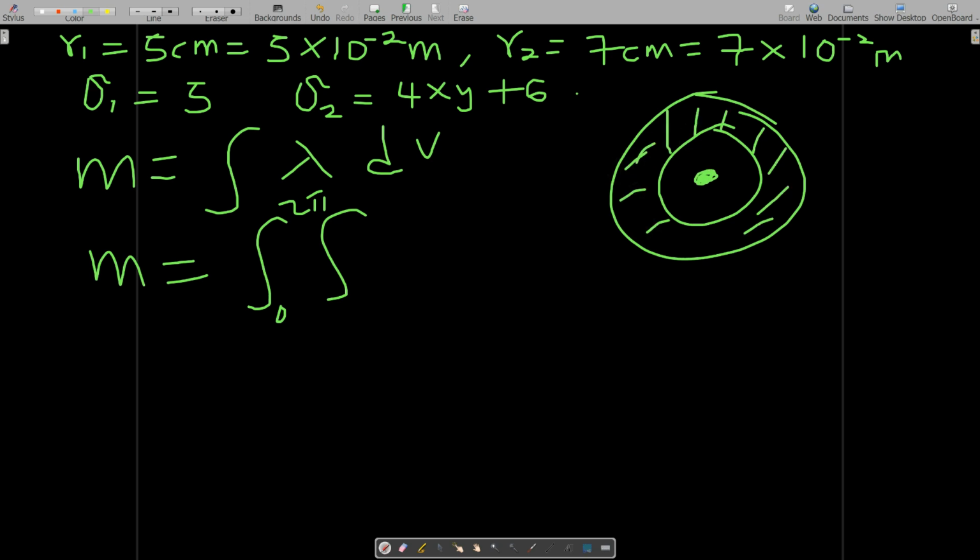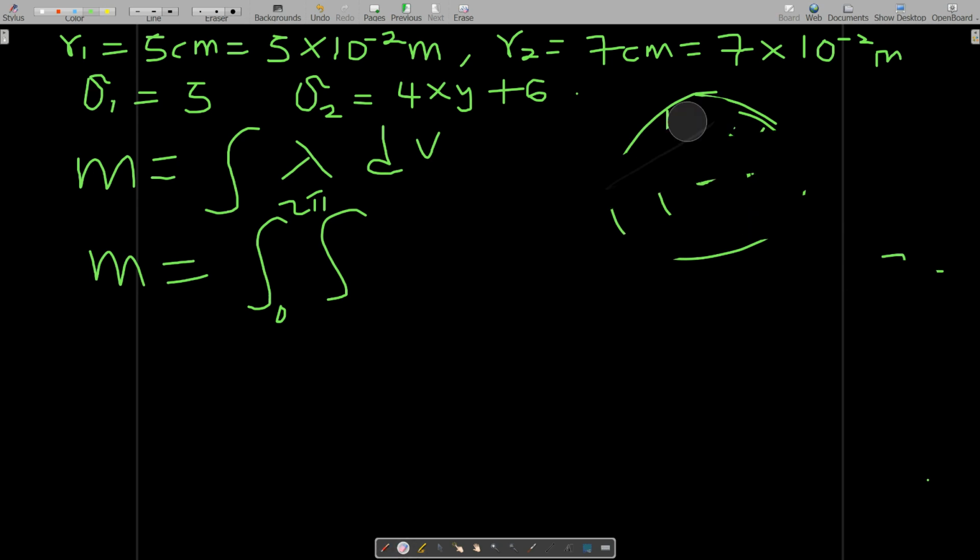So I have to find the distance from here to here. I can't just subtract and say it's from 0 to 2, because if I subtract 5 from 7 I'll get 2, but this is a continuous form, so I'll integrate from 5 to 7 centimeters. I hope you get it. So with this idea, the radius will be from 0.05 meters to 0.07 meters.